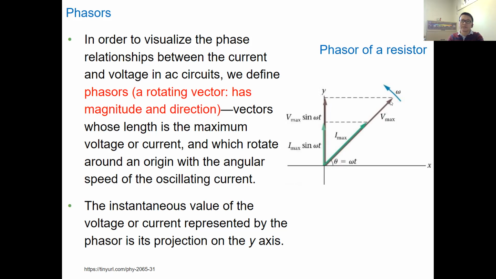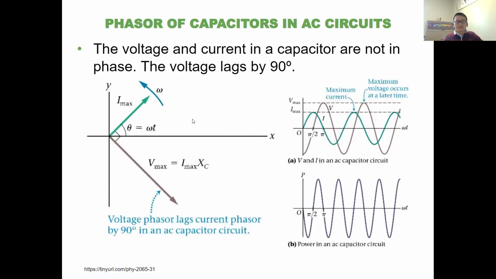For a resistor, the voltage phasor and the current phasor are in phase, so the directional angle is the same. For a capacitor, the current leads by 90 degrees, so the angle between the current phasor and the voltage phasor is 90 degrees, with the current phasor leading. The current phasor goes in the counterclockwise direction, and the voltage phasor follows it by 90 degrees at any given moment.